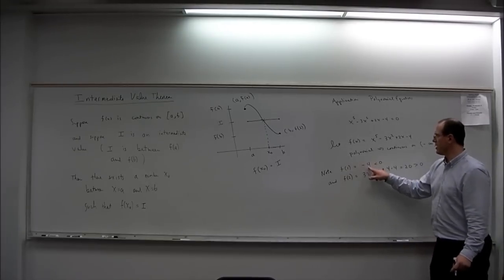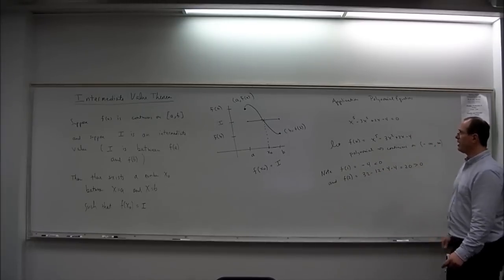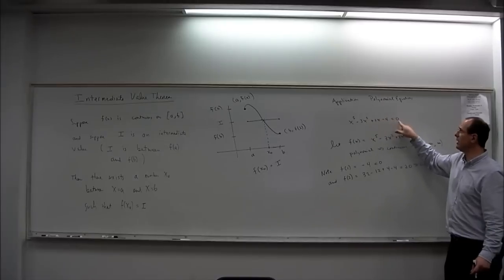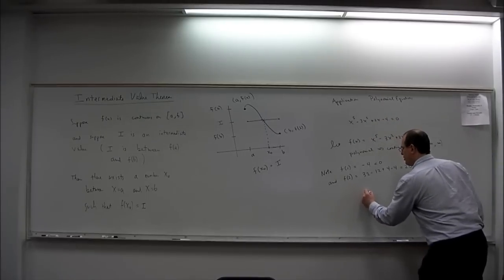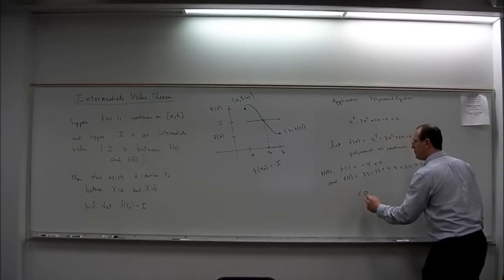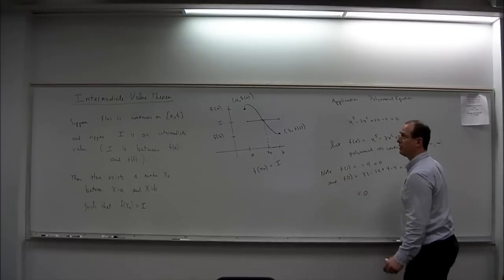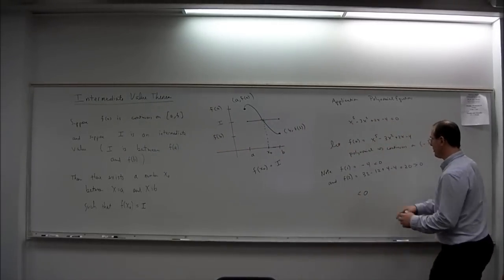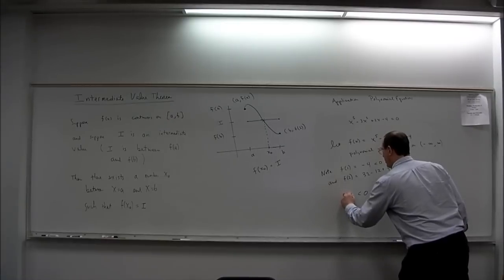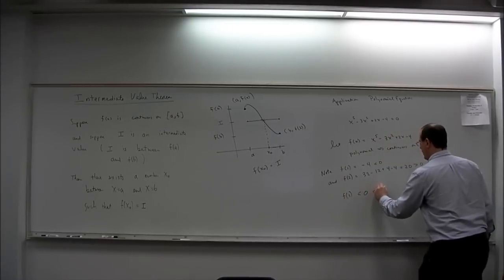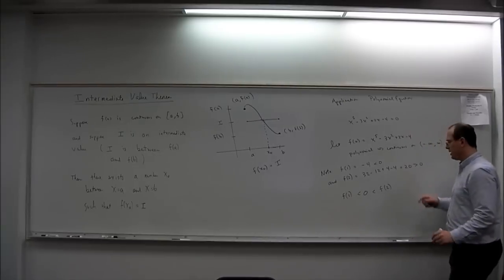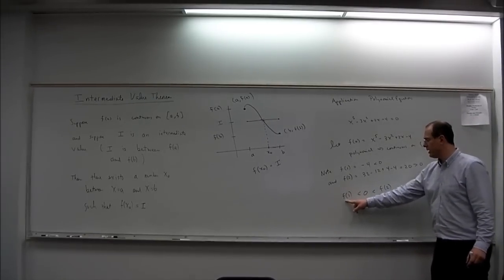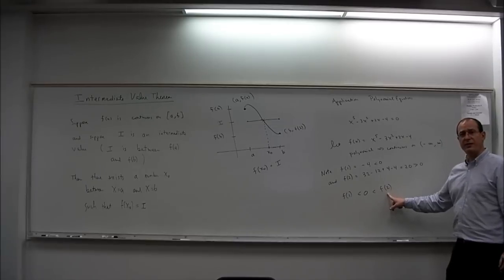So f of 1 was negative, f of 2 was positive. I want to show that this equation has a solution, so I want the function to equal 0. So let's notice that 0 is an intermediate value. 0 is playing the role here of I. 0 is between f of 1, which was negative, less than 0, and f of 2, which was 20, greater than 0. So 0 is the intermediate value between f of 1 and f of 2.